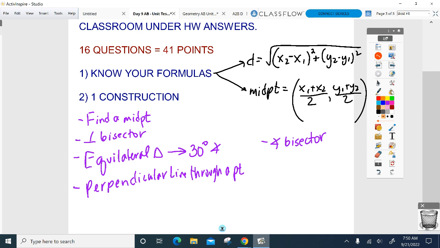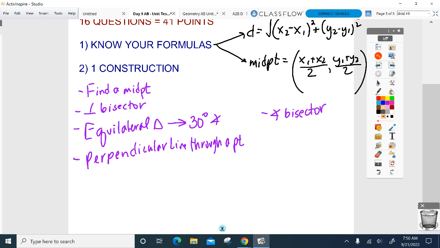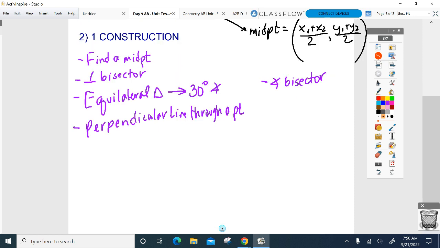Okay, next. I don't have it up here, but you got all the vocabulary. I'm not going to test you on the vocab, but you got to make sure you know. Complementary. Adds up to 90. Supplementary. Adds up to 180. What do you know about vertical angles? They're opposite each other and they're congruent.